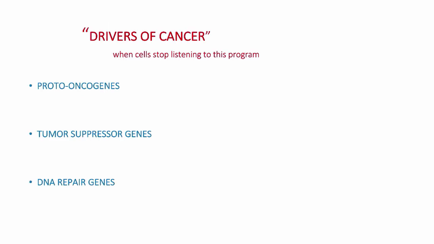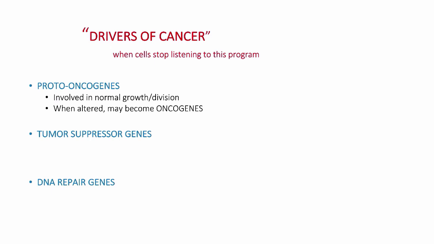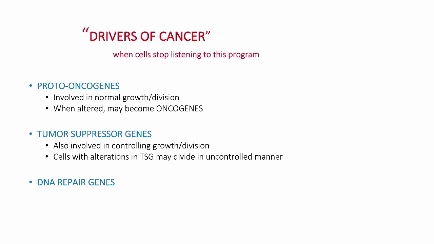There are what we call drivers of cancer. For example, proto-oncogenes. These are the type of genes that are involved in normal growth and division, but when they become altered, they become oncogenes. Proto-oncogenes are vulnerable to change, and when they become oncogenes, onco is a prefix for cancer, these genes then code for proteins that are mutated and can become cancerous. There are tumor suppressor genes that are also involved in controlling growth and division of cells. Cells with alterations in tumor suppressor genes may divide in an uncontrolled manner.